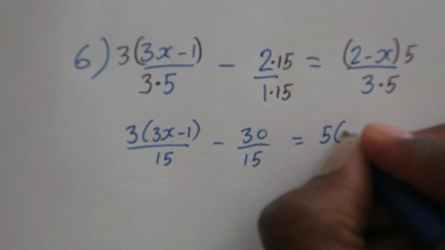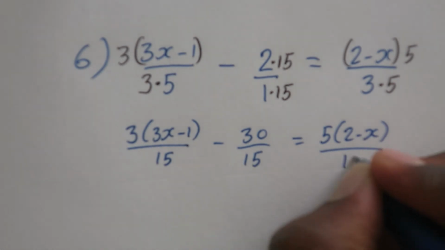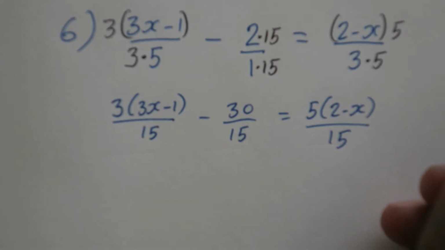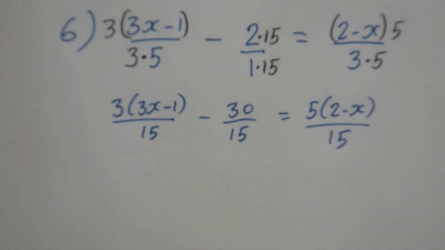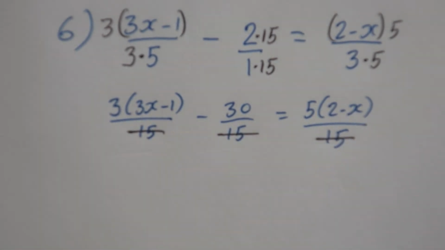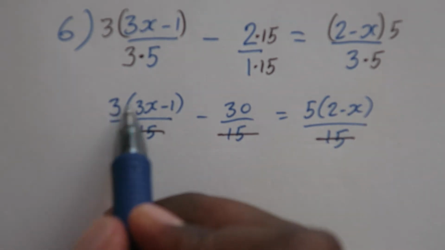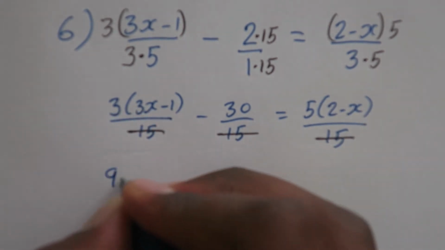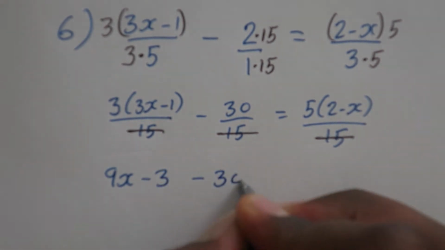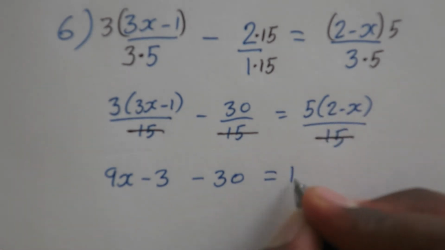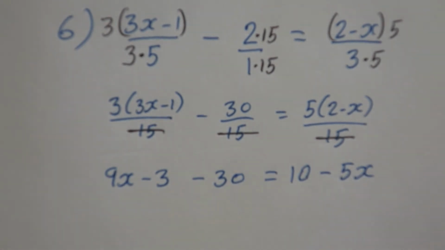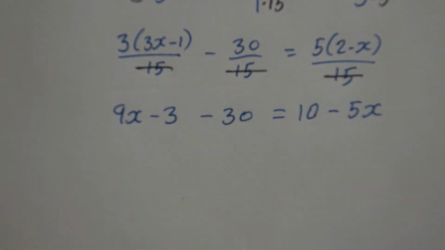I'll bring the 5 up front. Now to get rid of the denominator number, just multiply everything by 15 and cross out the 15s, or as long as the bottom numbers are the same, you can just drop them. And then look at the top. 3 times 3x, that makes a 9x. 3 times negative 1 is a negative 3. And then we have a minus 30 here, equals 5 times 2 is 10, minus 5 times x is 5x.